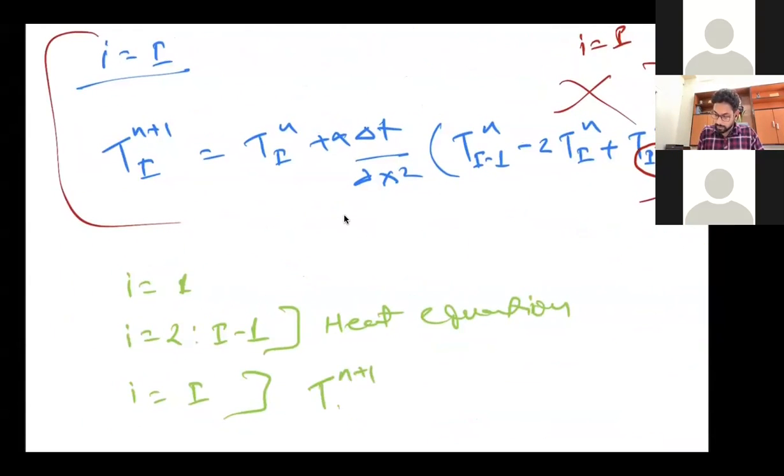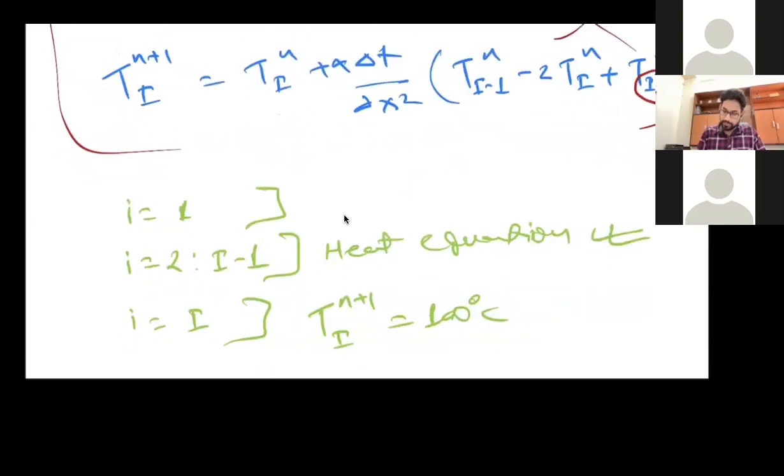So T at n plus 1, at capital I, is always equal to 100 degrees Celsius. We don't really have to calculate it. This is already calculated, and this one we already saw the discretized equation. Now we need to find the condition for I equal to 1, for the first one. So here we will use the convection, conduction, convection boundary condition.